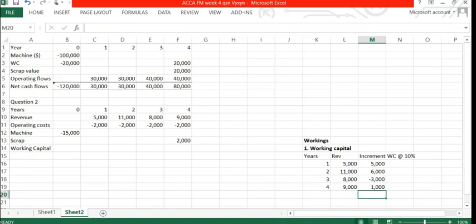So that's a positive 1,000. Okay, so let us compute our working capital. Now the ultimate working capital is, I said, based on incremental cash flows. So we're going to say equal sign, this figure multiplied by 10%, that is 0.1. That's 500. Okay, so in the first year we need 500. So obviously if we drag, we must get our working capital cash flows.